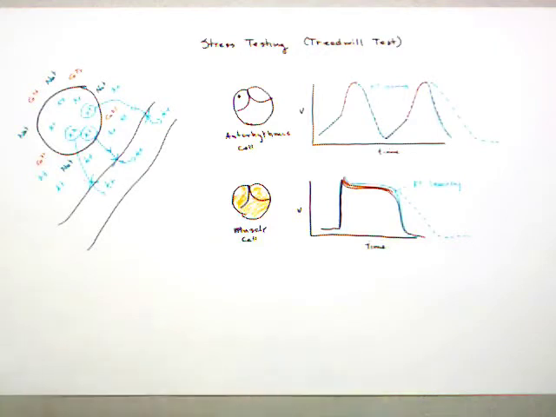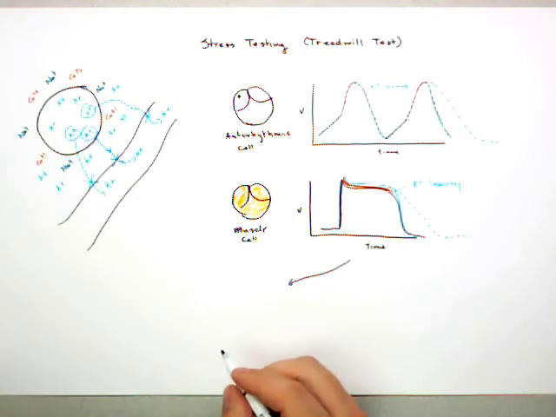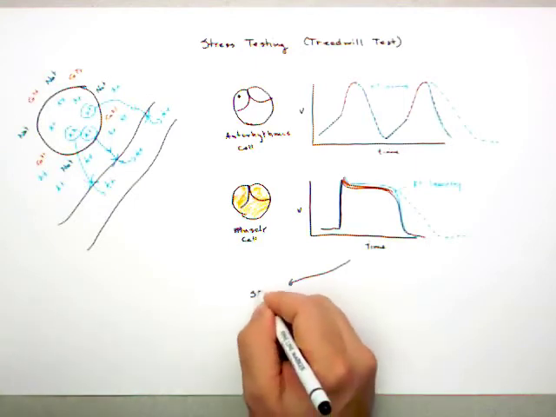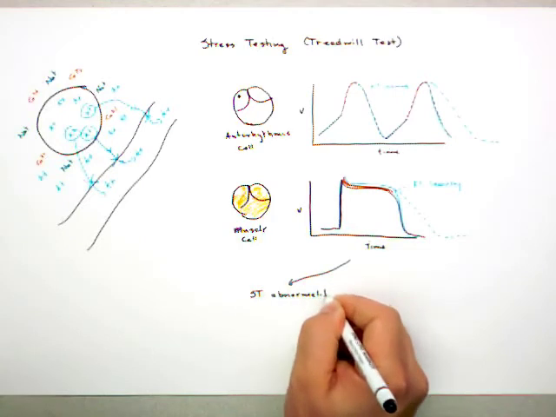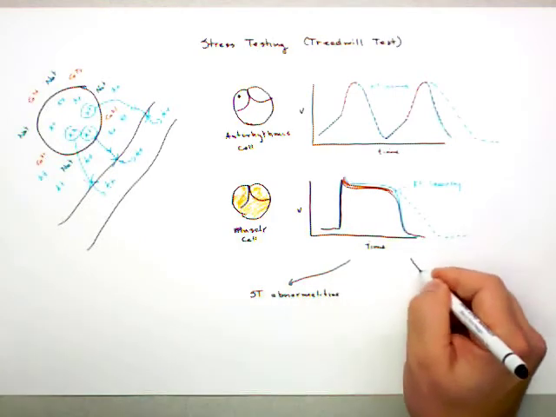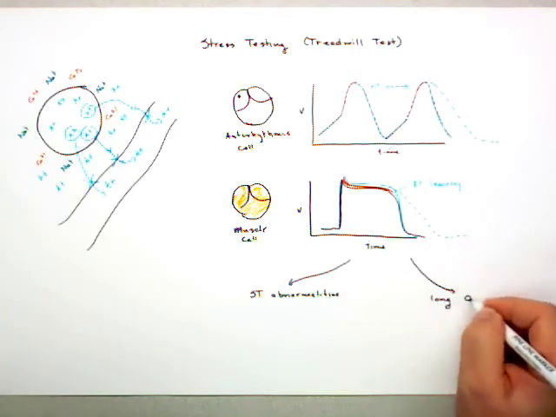Because if we take an EKG, there's two reasons this matters. If we take an EKG, it's going to cause ST abnormalities. It could also cause long QT.